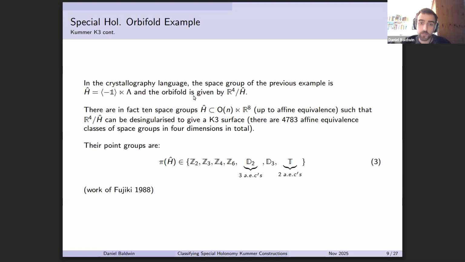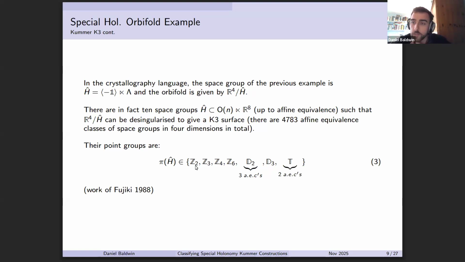And there are actually 10 different affine equivalence classes of space groups in 4 dimensions that give rise to Kummer orbifolds that can be desingularized to a K3 surface. And you can compare this with the total number of space groups in 4 dimensions, which is over 4,700, and only 10 of these give rise to K3 surfaces. And this was found by Fujiki in 1988. And the point groups of these space groups are given in this list here in equation 3.